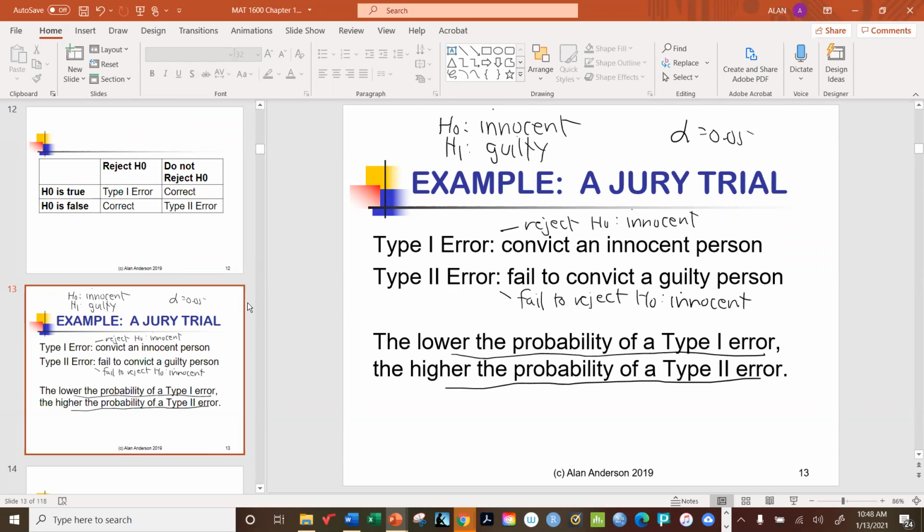In other words, think about it this way: the harder it is to convict somebody, the more guilty people will get away. So there's a trade-off there. You want to make it difficult to convict somebody, but not impossible. So you have to find the right balance between the two. And that's what this alpha is all about, finding the balance between a type 1 error and a type 2 error.